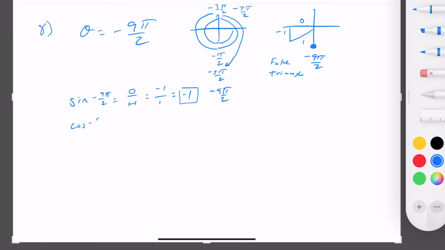For our cosine here, of negative 9 pi over 2, looking at the triangle, since we have all three sides, it should be pretty easy. Adjacent of the triangle would be 0, and the hypotenuse of the triangle would be 1. 0 over 1 is 0.